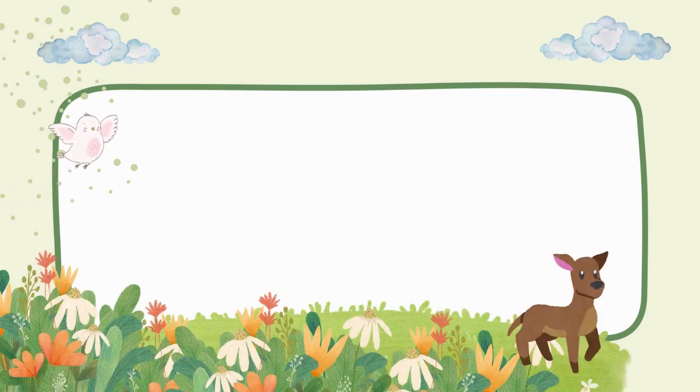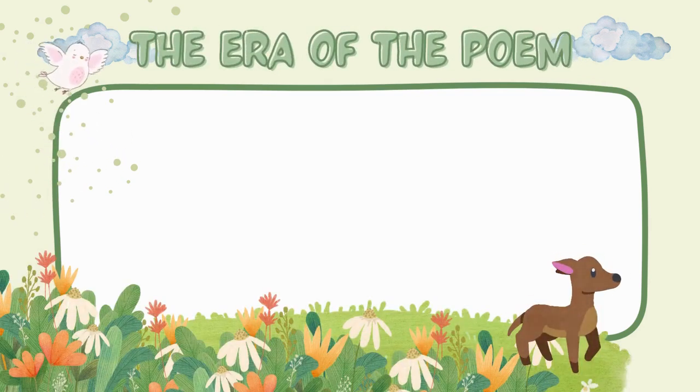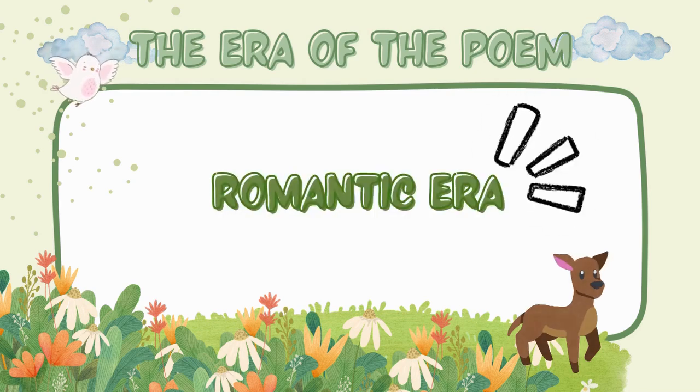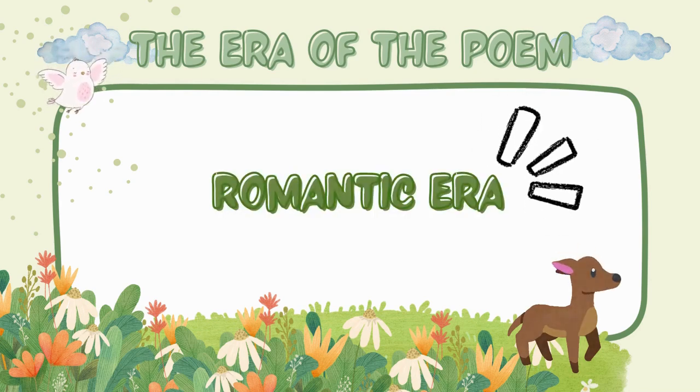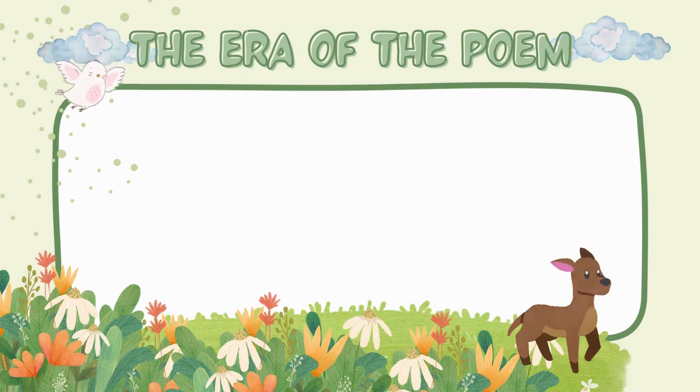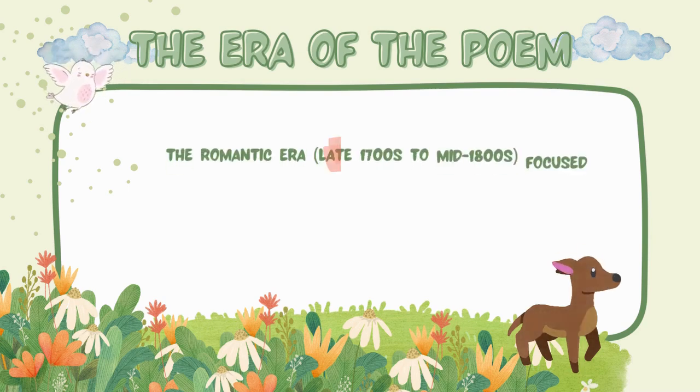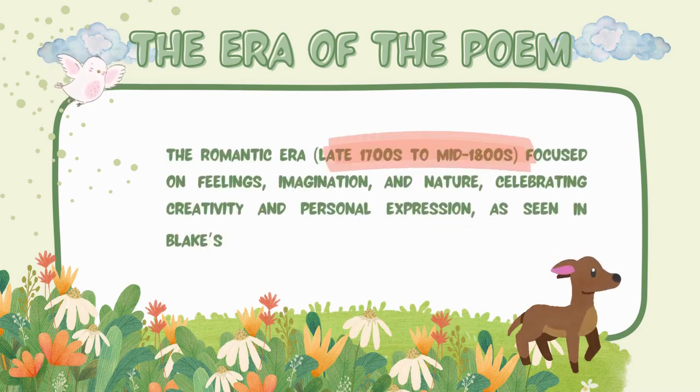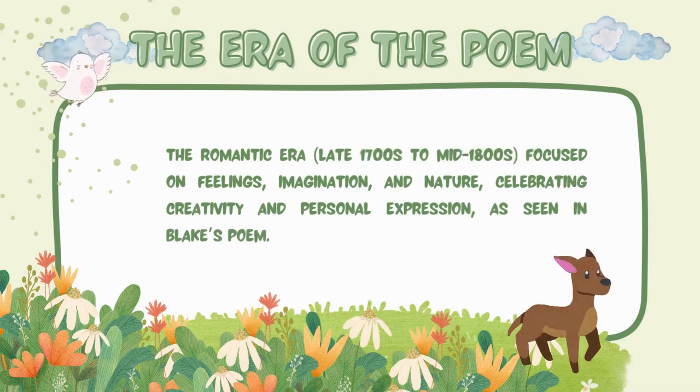And now that we have explored the meaning of A Poison Tree, let's step back and look at the era it comes from. It's the Romantic era, and we will see how its unique characteristics shape the poem. The Romantic era, from the late 1700s to the mid-1800s, was a time when writers focused on feelings, imagination, and nature instead of following strict rules. It was all about being creative and expressing personal ideas, which we can see in Blake's poems.